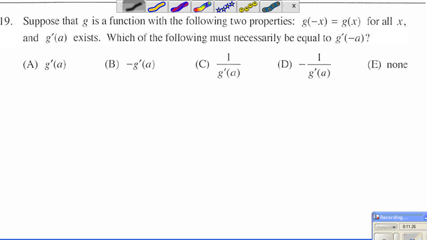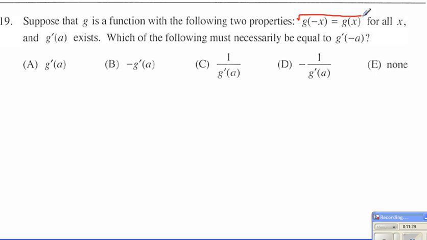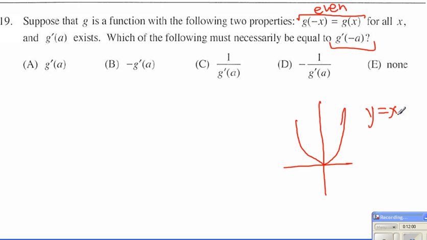Now, the fact that this function has this property means it's an even function, isn't it? Now, which of the following is most necessary to be equal to this one? Since this is an even function, it's symmetrical about the y-axis. Here, for example, if I were to sketch y equals x squared, you will realize that whatever slope we get, on the other side we're going to get the same value, but negated.